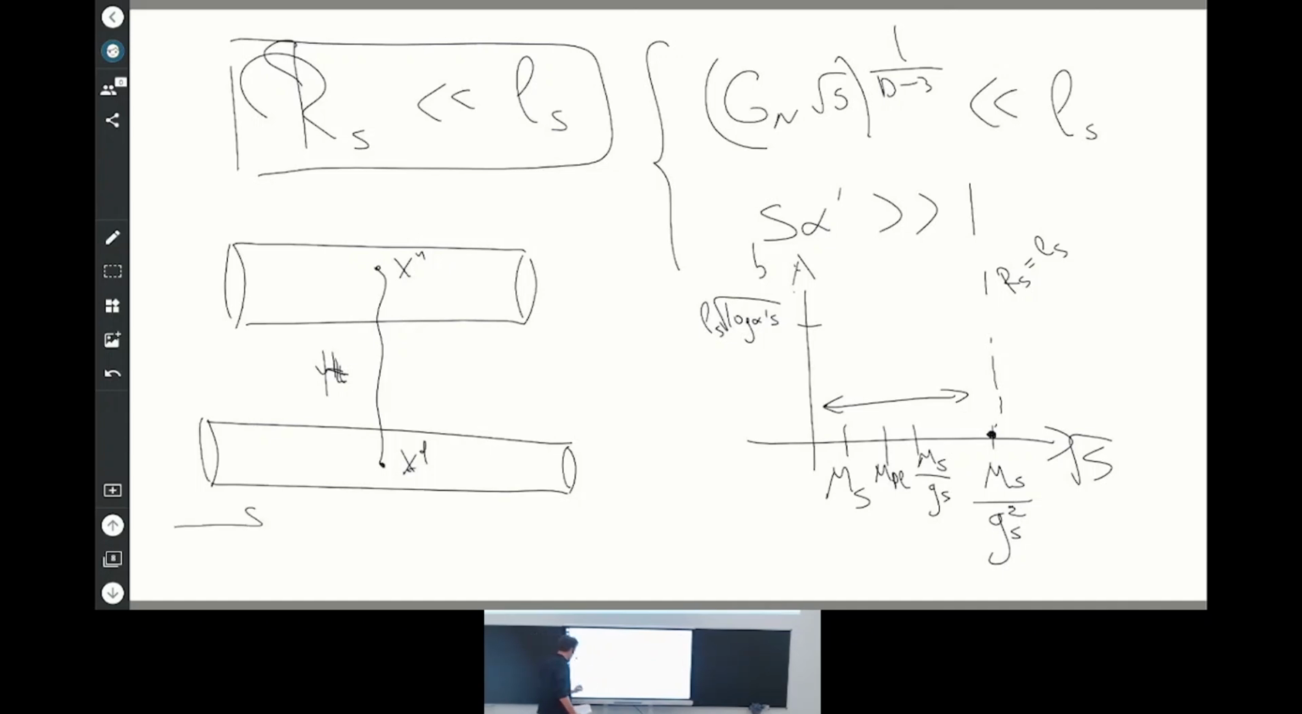The S channel is this, and the idea here is that the effective size of the strings that we can exchange grows with S, so it's of the size l_s square root of log s, alpha prime. And then when the strings become close enough at this order, the production in the S channel becomes efficient. That's the picture. So when impact parameters are large, this effect is absent. When it becomes smaller, it becomes important. So this is exponentiated.